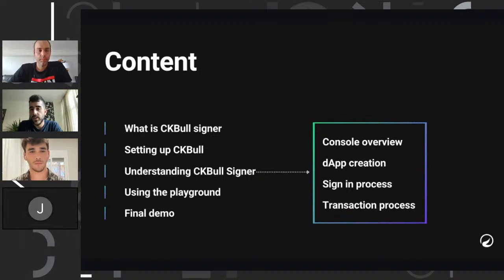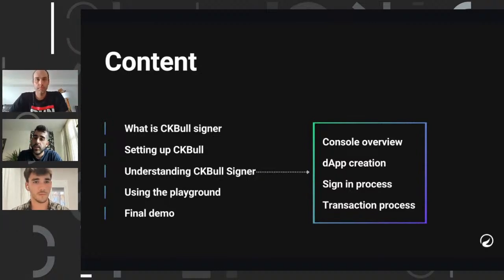Basically, we'll first see what is the CKBull Signer API, briefly, to understand how it works. Then we will see how to set up a CKBull wallet using the CKBull application itself. And then we'll go through understanding the CKBull Signer features. First of all, we will see how the developer console works, and we'll see an overview of it. We will go through the app creation on the console, and then we will explain how the signing process and the transaction process work for doing signing requests and transaction requests.